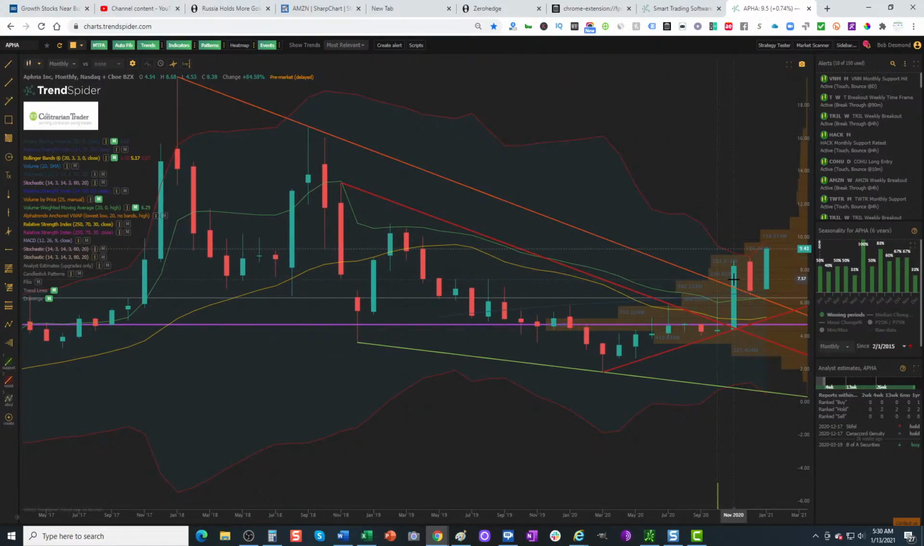So we broke out in November, pulled back, did a retest. In December, continuation breakout. Stock's a buy. I mean, this is exactly what you want to see.